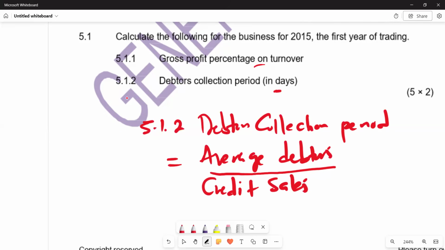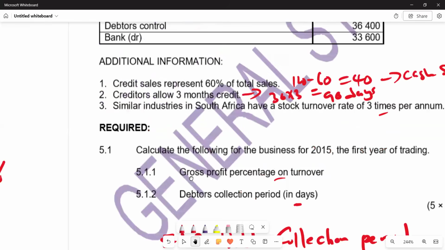And then after that, we multiply by 365 days. Remember, we are expressing in days. If we are supposed to express in months, we are supposed to multiply by 12 over 1. So in this case, let's identify average debtors and credit sales in the question.